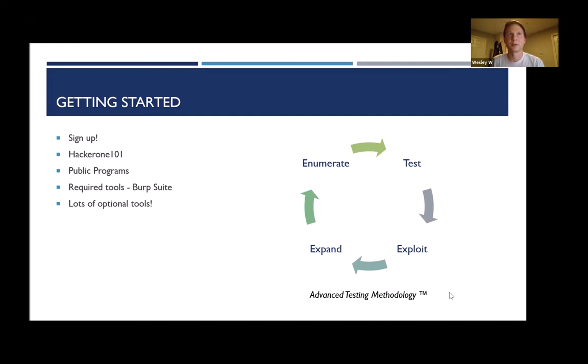Usually I would say my reports have maybe three paragraphs of description and then just vulnerability steps after that. So it's actually very concise.